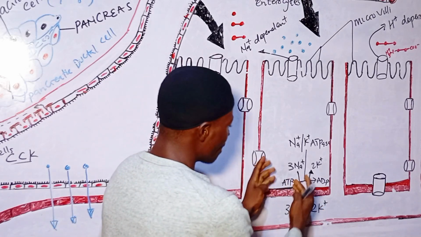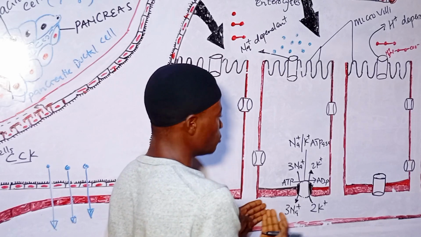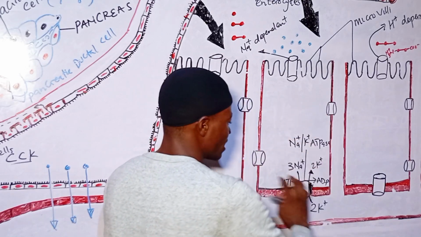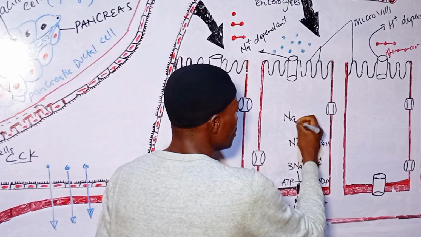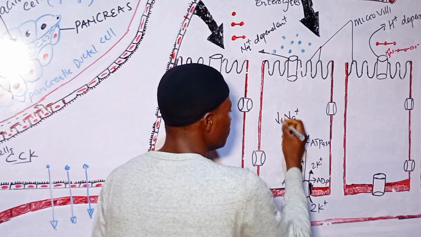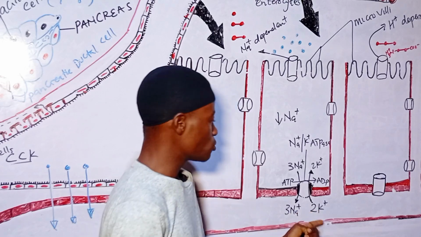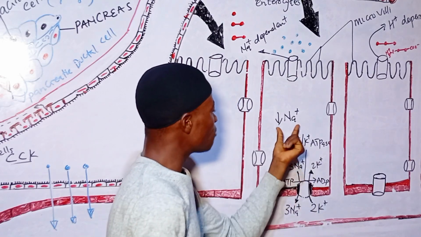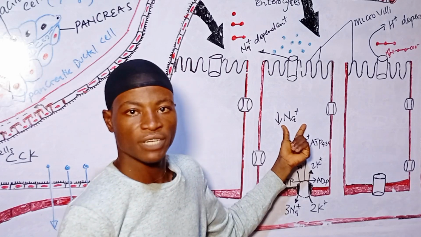But in this case, by pumping out 3 sodium ions from the enterocyte into the blood vessel, a concentration gradient is created. Why? Because the sodium ion level here is going to be very, very low. 3 sodium ions are pumped out, then 2 potassium ions are pumped in. That means that we are going to have a low concentration of sodium ion in the cytosol of the enterocyte.